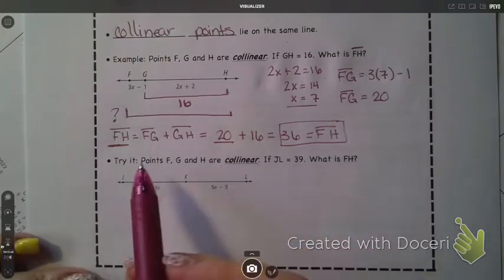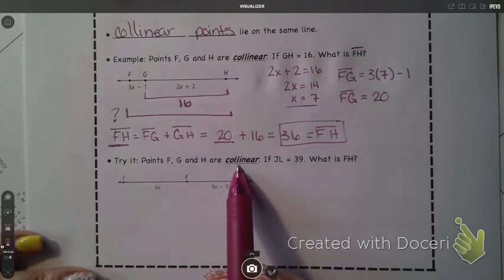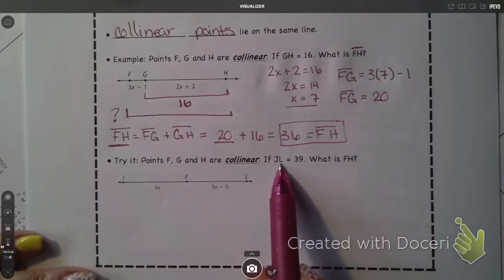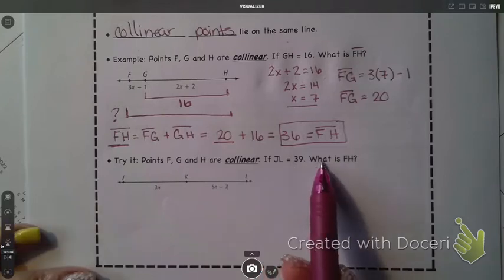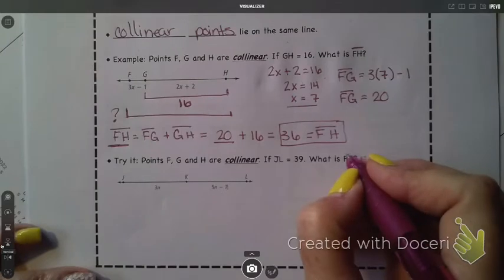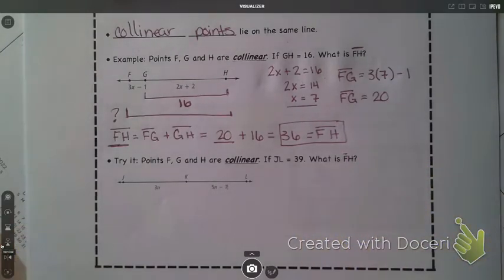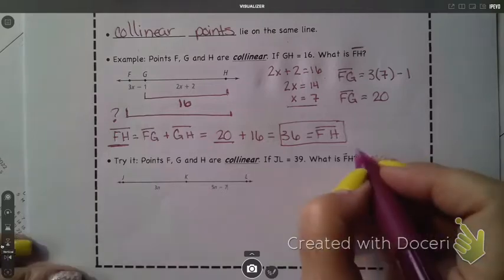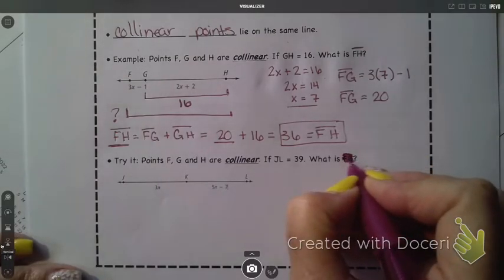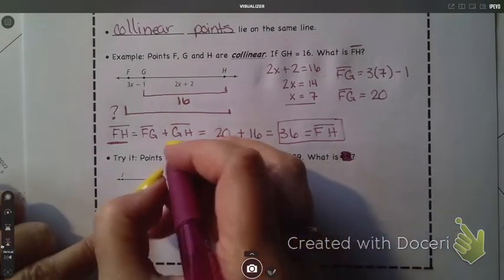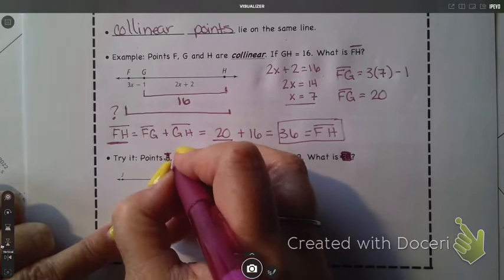So it's time to grow up and mature in how I display my work. Okay, so the next one I want you to try, F, G, and H are collinear. JL is 39. What is FH? That should not be FH. That should be GH. No, yours is different. I tried to fix some mistakes. So this should be J. See, there's some mistakes. I need to go back and finish, right?